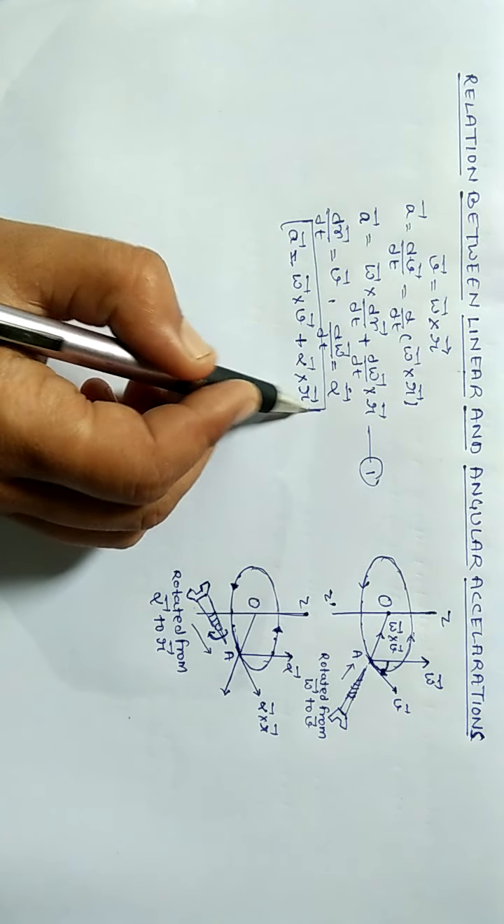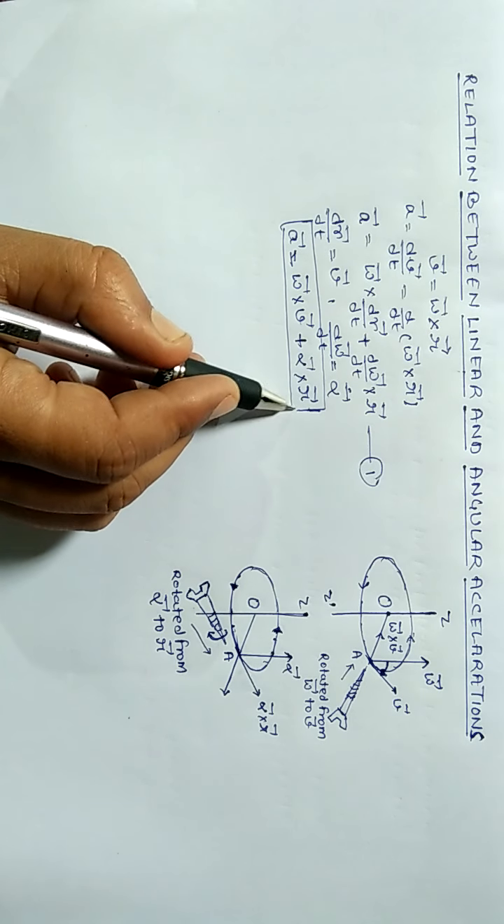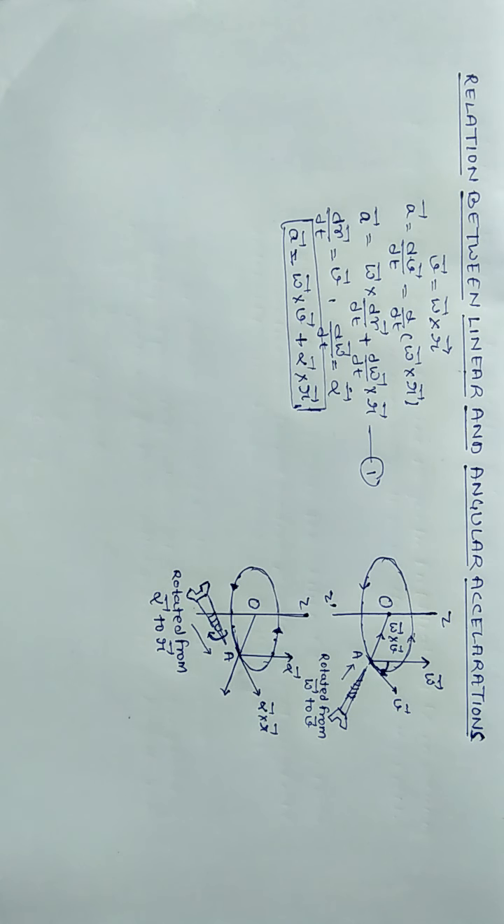If the object is in a non-uniform circular motion, then the acceleration of the object has two components. One is omega cross v and the other one is alpha cross r.